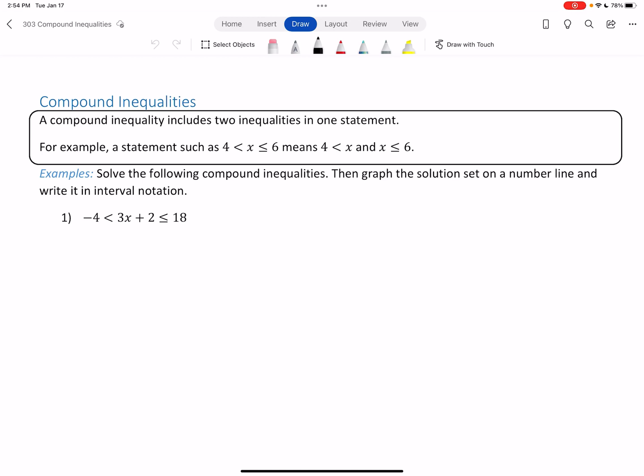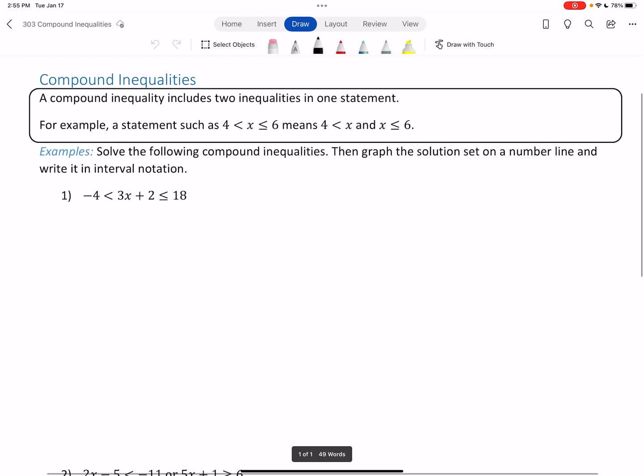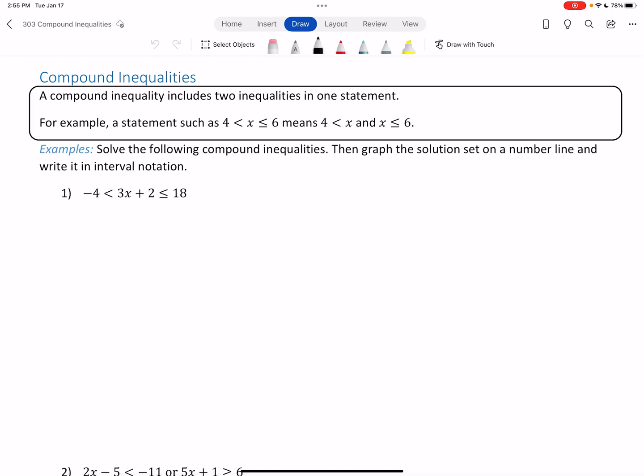So we can do compound inequalities and solve them the same way we solve linear inequalities. We just want to make sure that whatever we do to one piece, we do it to all the pieces. So this says solve the compound inequality, graph the set on a number line, write your answer in interval notation.